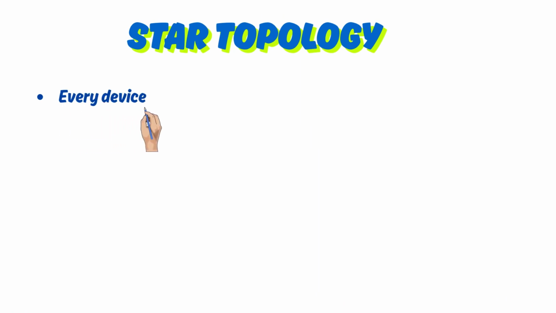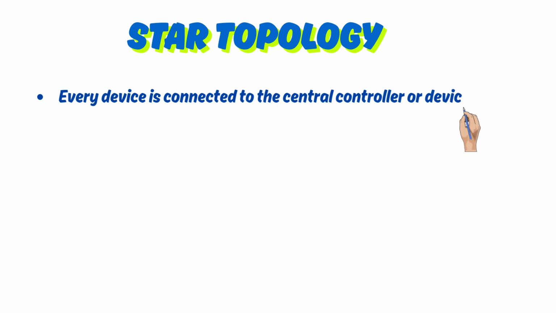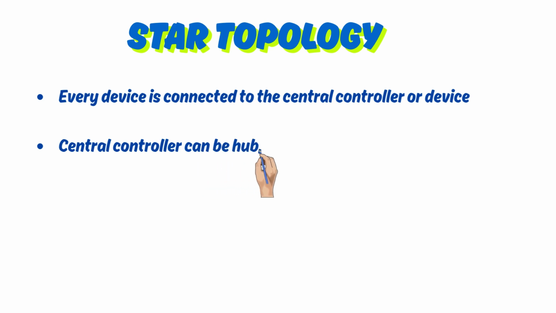A star topology is a type of network layout where all the devices or nodes are connected to a central device. The central device or controller is usually a hub, switch, or router. When one device wants to send data to another, the data first goes to the central hub, which then forwards it to the intended device.